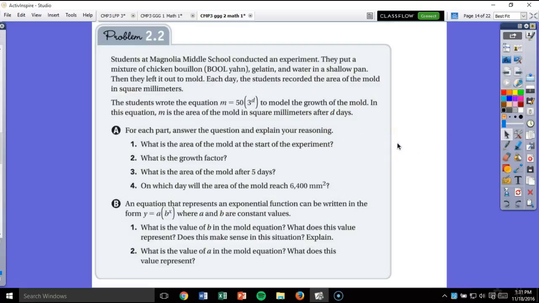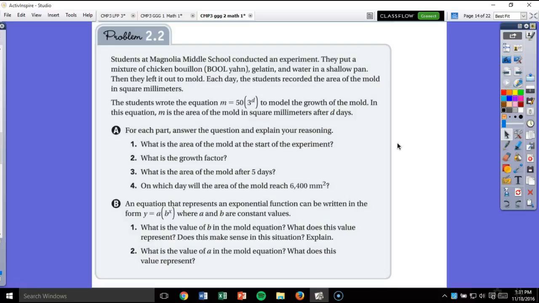In our problem, students at Magnolia Middle School conducted an experiment. They put a mixture of chicken bouillon, gelatin, and water into a shallow pan. Try this if you want, I guess. Then they left it out to mold. Each day the students recorded the area of the mold in square millimeters. Hey, look, students already did part of the work for you.